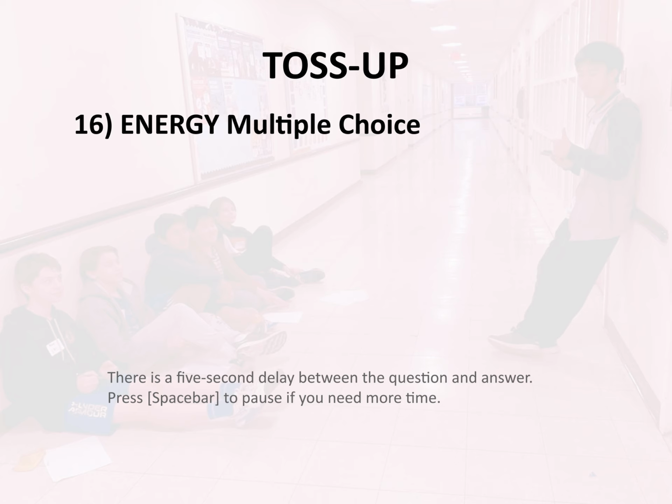Toss-up 16. Energy. Multiple choice. Converting a power-generating plant from coal to natural gas will reduce sulfur emissions by approximately which of the following percentages? W. 20%. X. 50%. Y. 70%. Z. 90%.